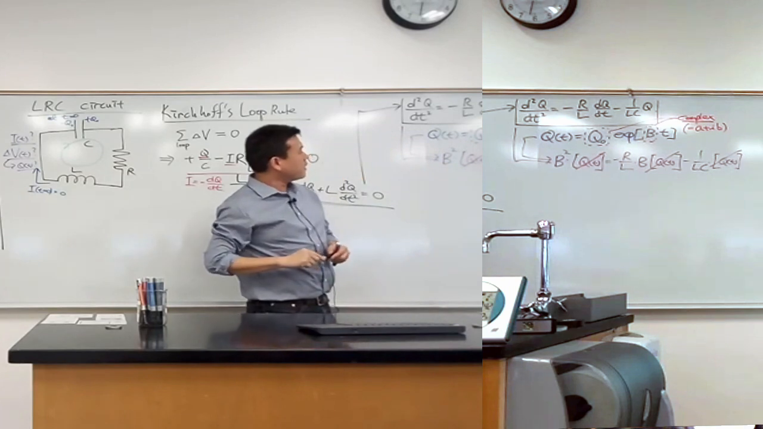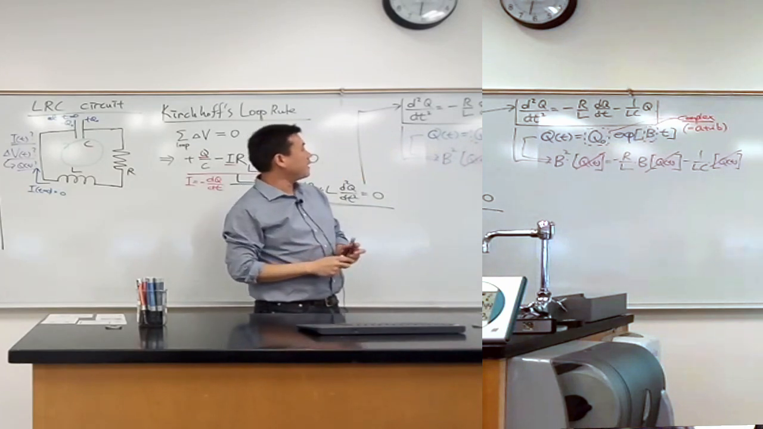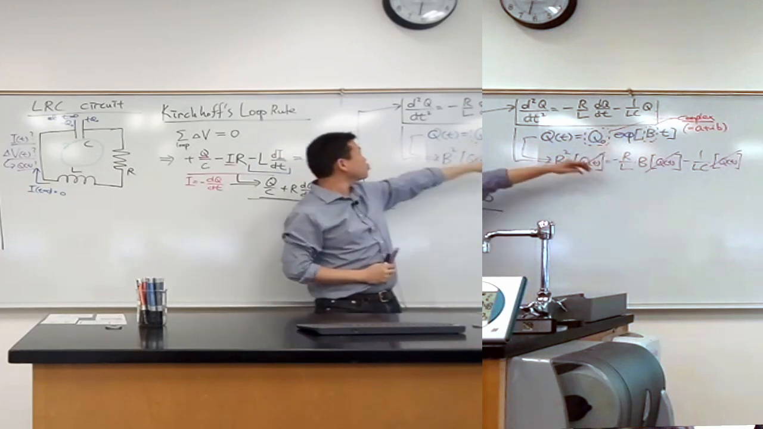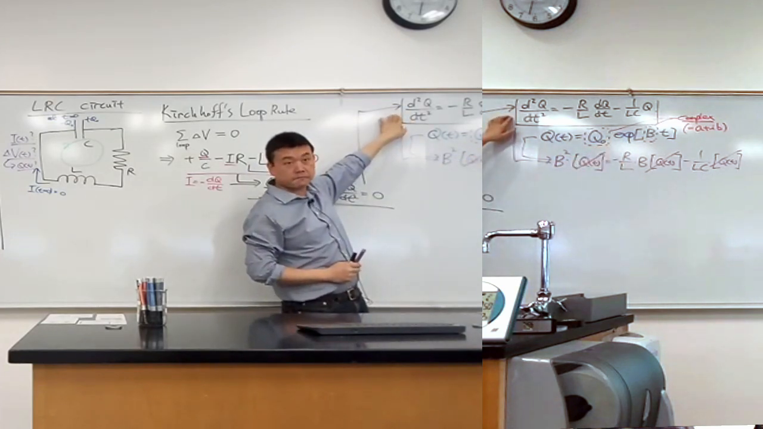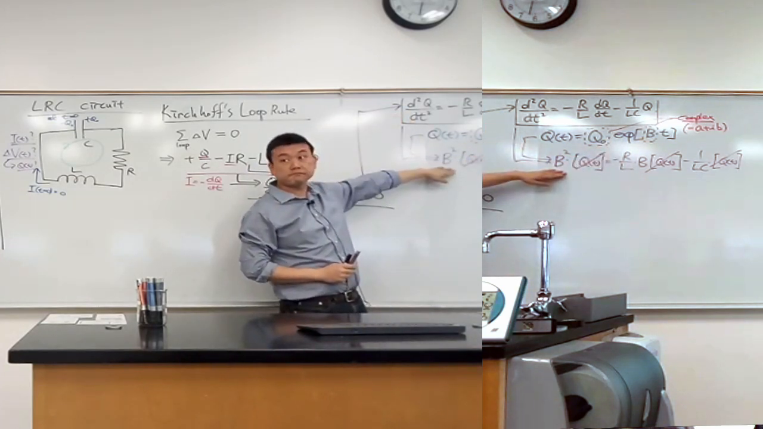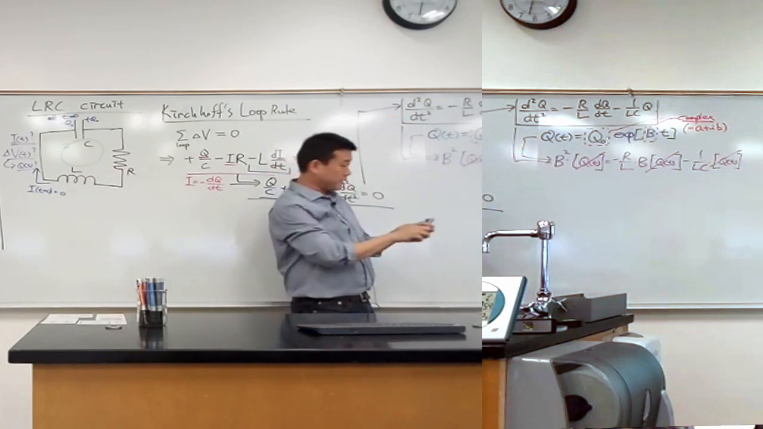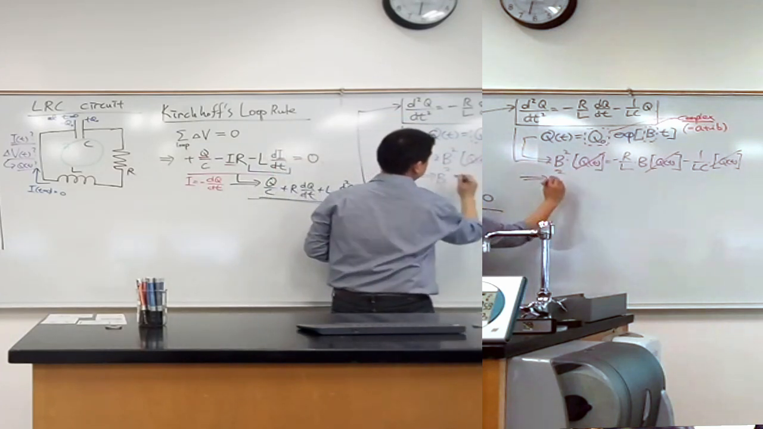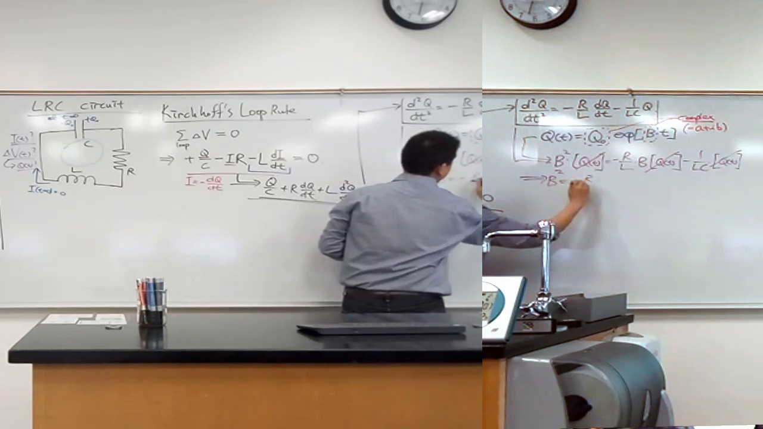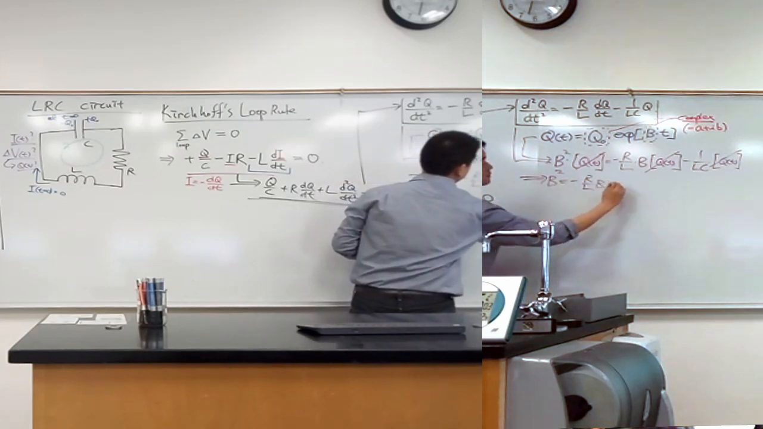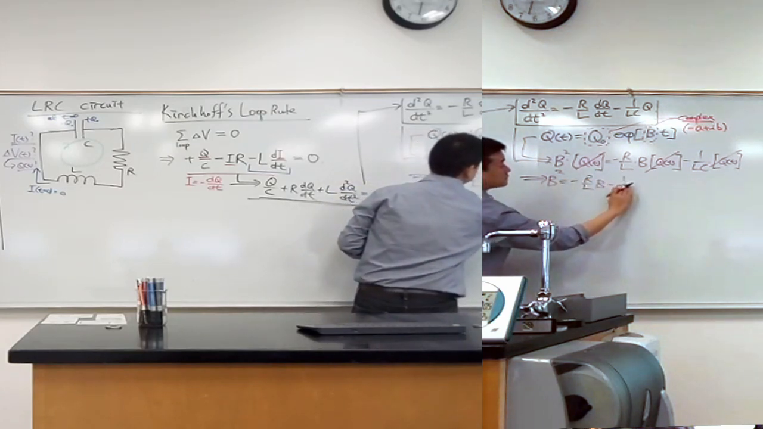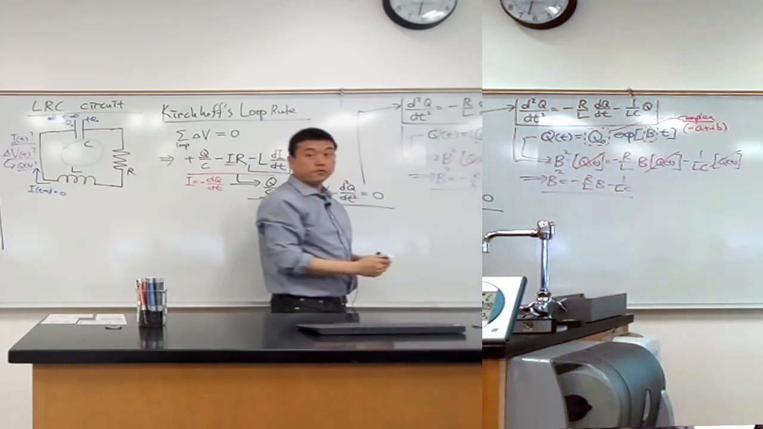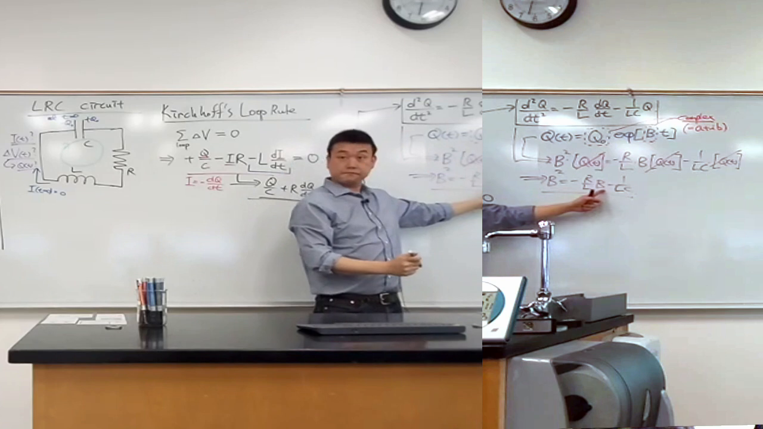And this is really why exponential is a convenient guess. It turns what used to be a calculus problem into an algebra problem. So the resulting expression here is b squared is equal to minus r over L b minus 1 over LC. It's an algebra expression with an unknown b.